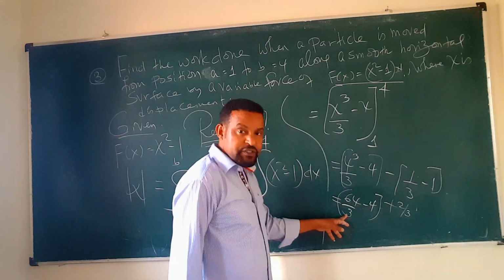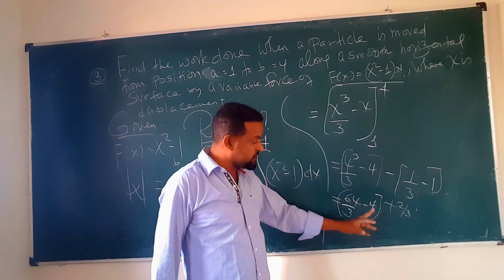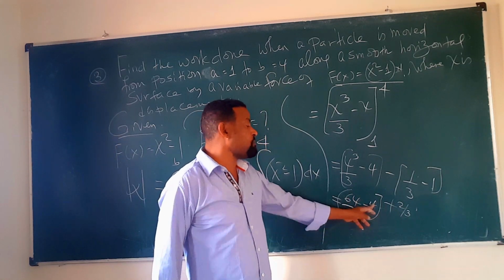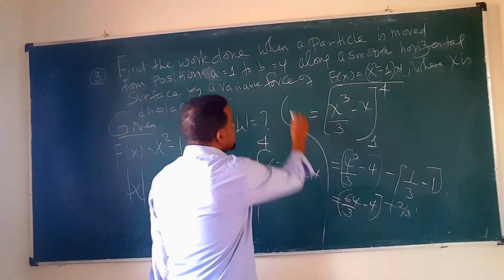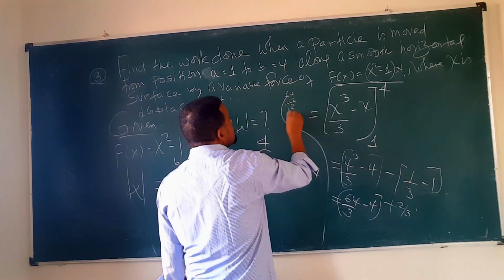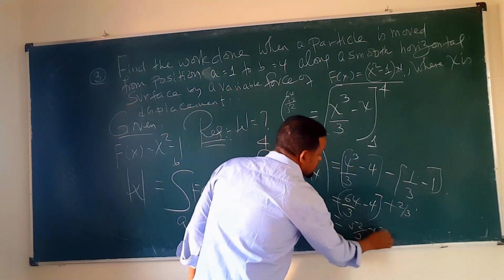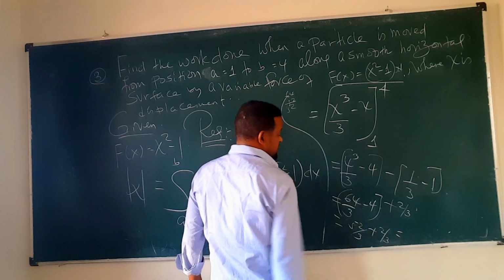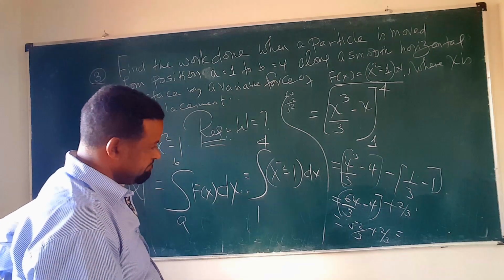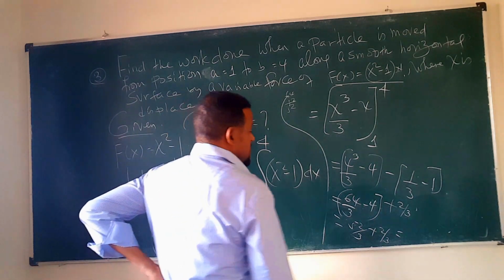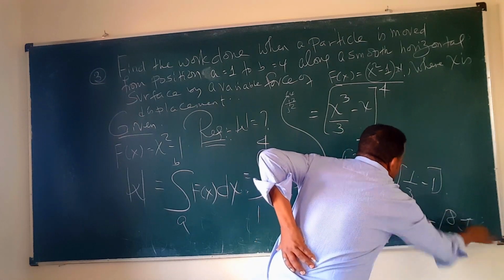Here 3 is common. 3 divided by 3 is 1. 64 minus 3 times 4, so 64 minus 12 is what? 52. So this is 52 over 3 plus 2 over 3, of course. 52 plus 2 is 54 over 3, which is 18 joule.